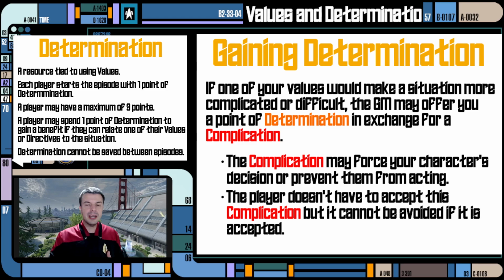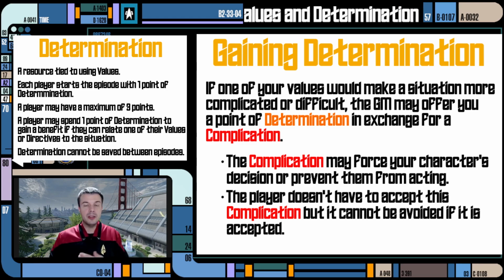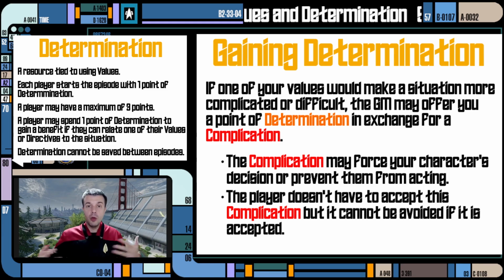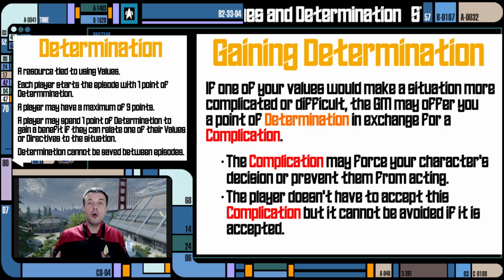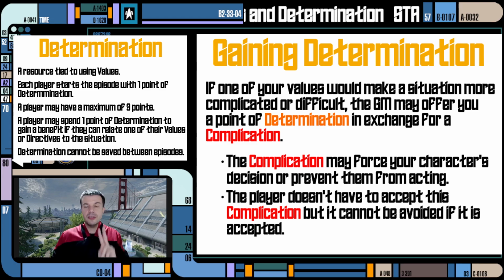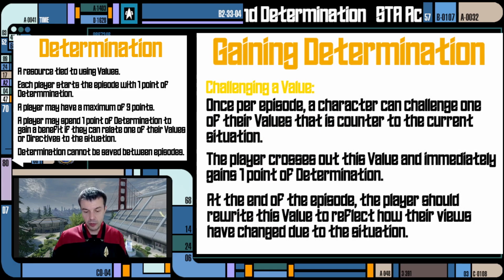So if you take a negative value, you gain the determination, you can't then spend determination on a different value saying that that also counters what you're doing. So only one positive or only one negative for a single task. Now the second way, the other way you can get a point of determination is by challenging a value.